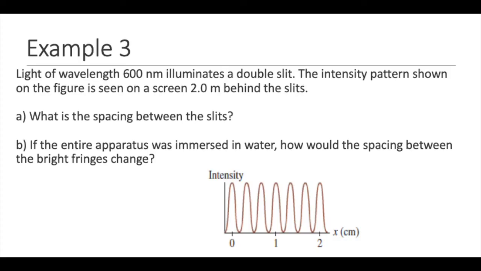Example 3. Light of wavelength 600 nanometers illuminates a double slit. The intensity pattern shown in the figure is seen on a screen 2 meters behind the slits. A, what is the spacing between the slits? B, if the entire apparatus was immersed in water, how would the spacing between the bright fringes change?